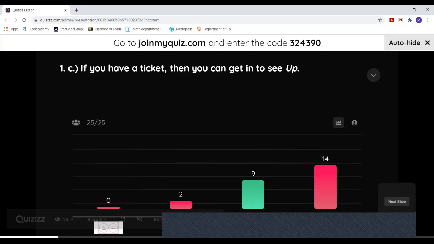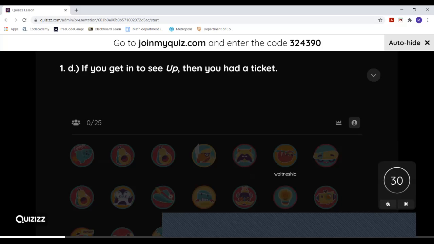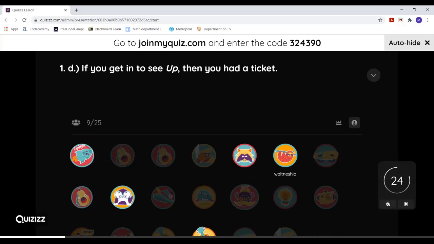Okay, so anyway, this should be the subset of this one. So the ticket should be the inside, the seeing the up. And hopefully you notice this way makes sense. If you have a ticket, then you can see up. So now what are we asking? If you get into see up, then you had a ticket.